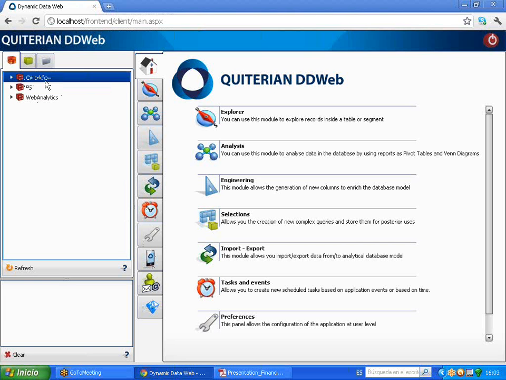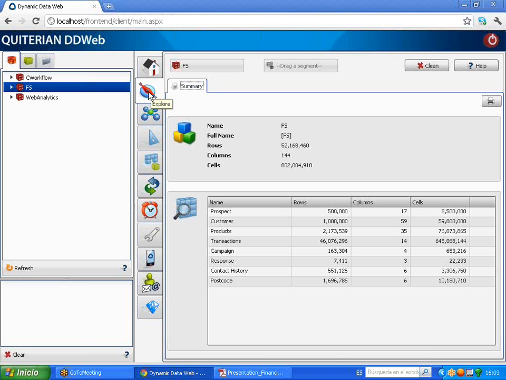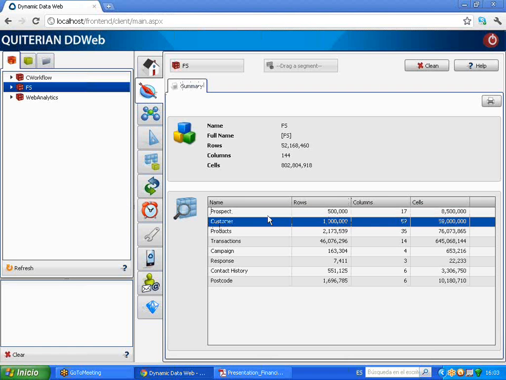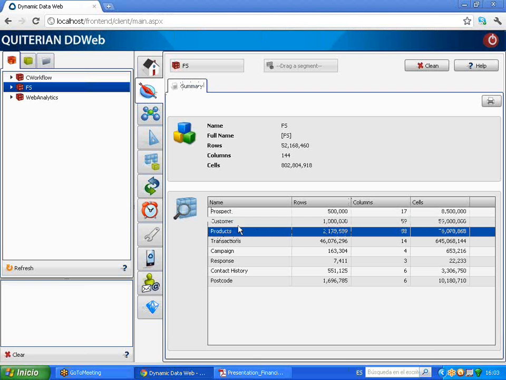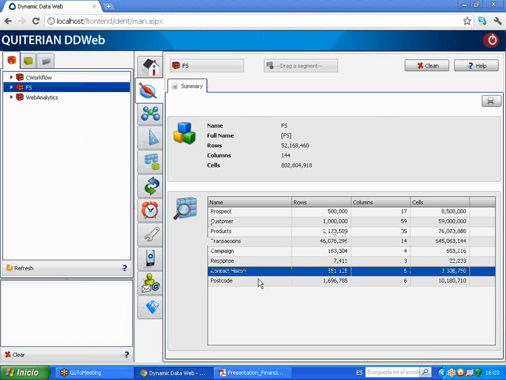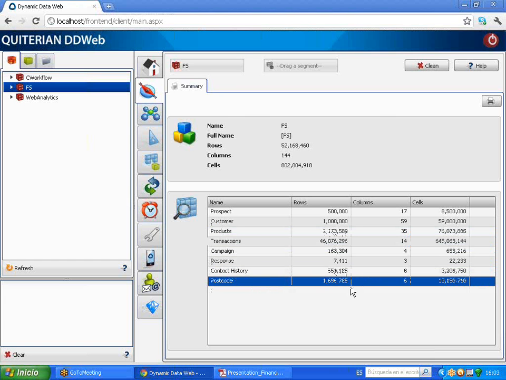In this case, you will see that I have three databases inside this place. Let me explore the database a little bit for you, to make sure that you can understand it very well. You can drag and drop it. The first thing that you can see is that I'm working with 500,000 records of prospects, 1 million customers, 2 million products, which the bank calls accounts, 46 million transactions of the credit cards, campaigns, responses, contact histories, and the postcodes that I said were downloaded from the internet.